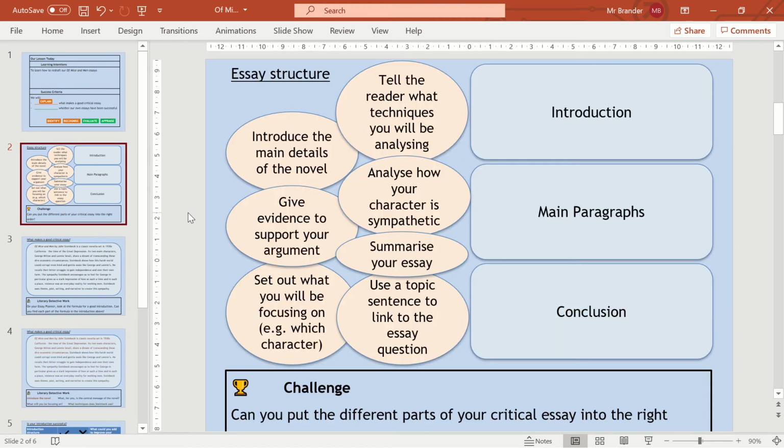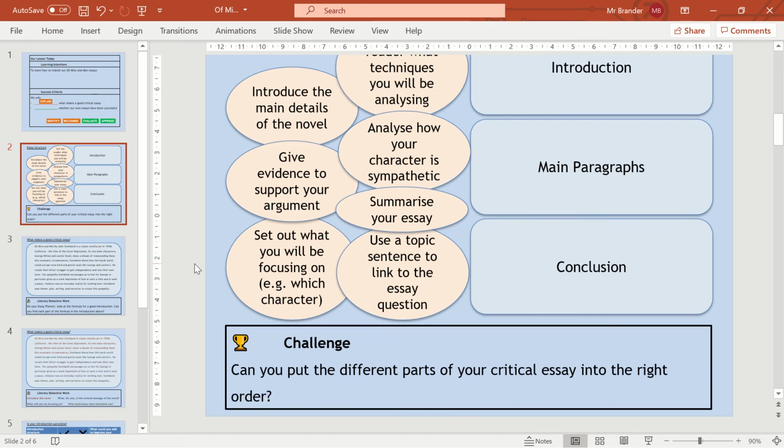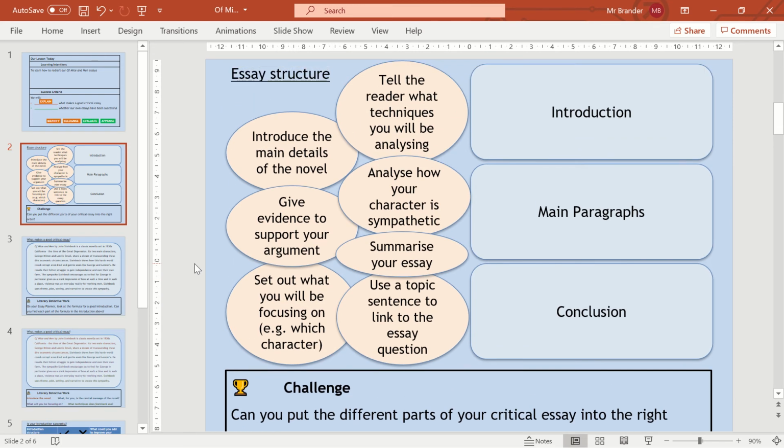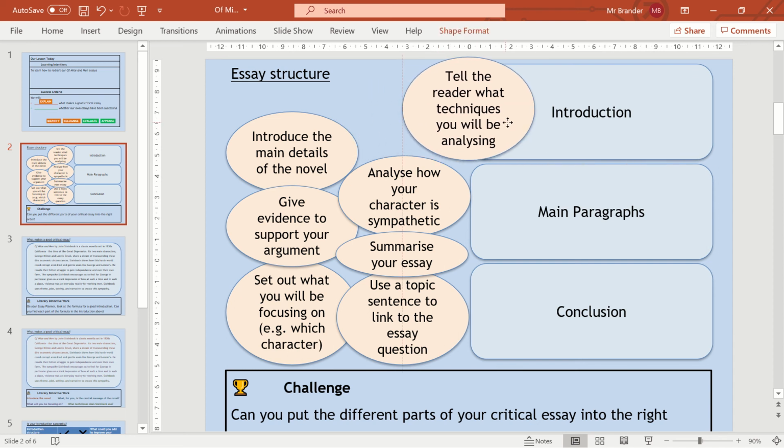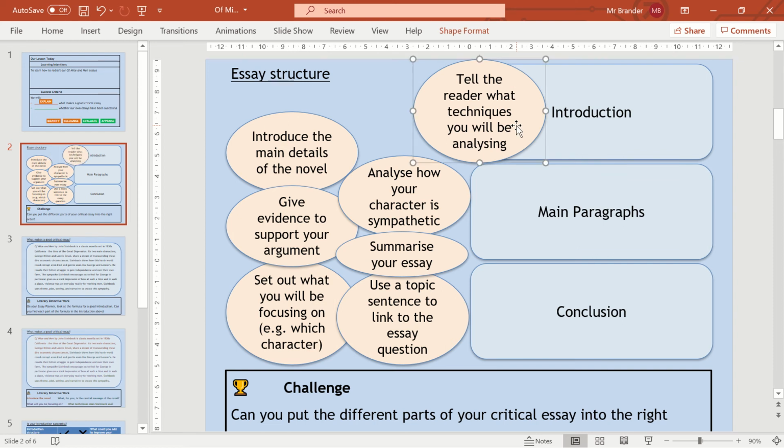Okay folks, now that you've worked out how to determine what our success criteria for today are, you can have a go at this challenge here. I want you to see if you can put the different parts of your critical essay into the right order. That's simply going to be a matter of dragging the correct bubble into the correct box, like I'm doing now. If you think this is a crucial part of an introduction, telling the reader what techniques you will be analysing, I'll leave it up to you to decide whether that's correct and where the other ones should go. Once more, just pause the video now and head on over to the PowerPoint.